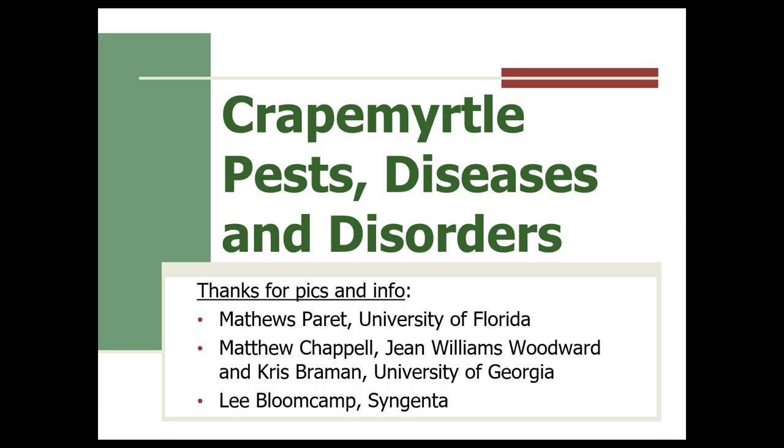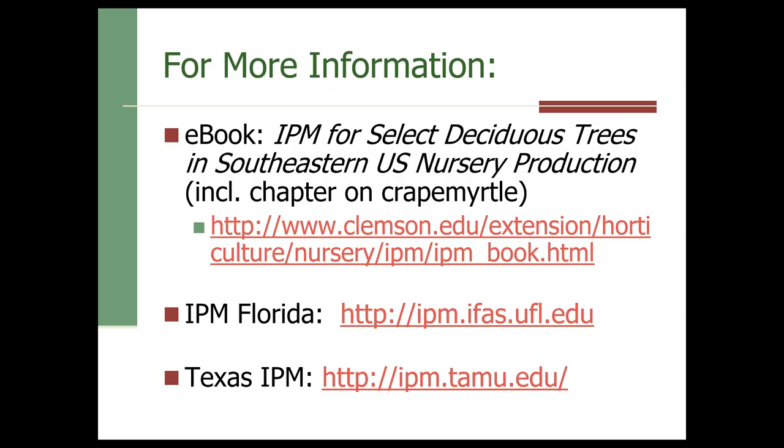Most of the information that I presented today came out of this book chapter. It is an e-book that is available online for free download as a PDF. And the book is IPM for Select Deciduous Trees in Southeastern U.S. Nursery Production. And there was one chapter on crapemyrtle, and that included almost all the information I presented today.